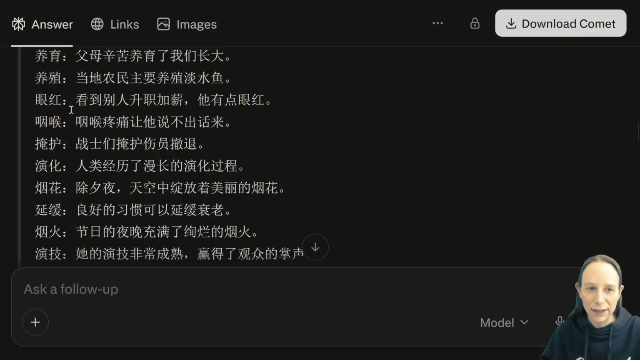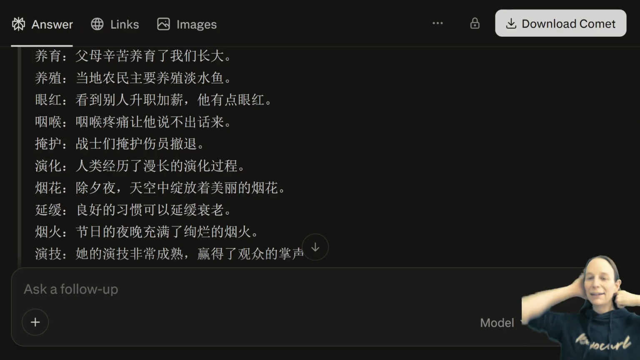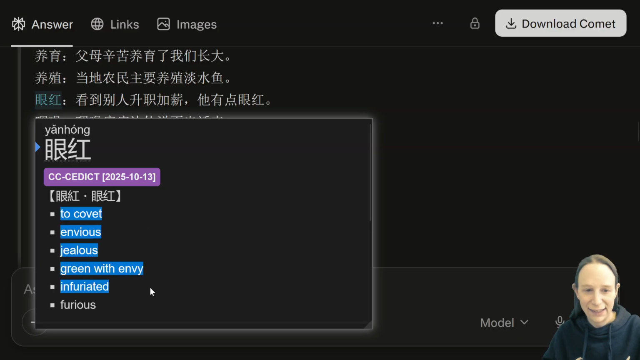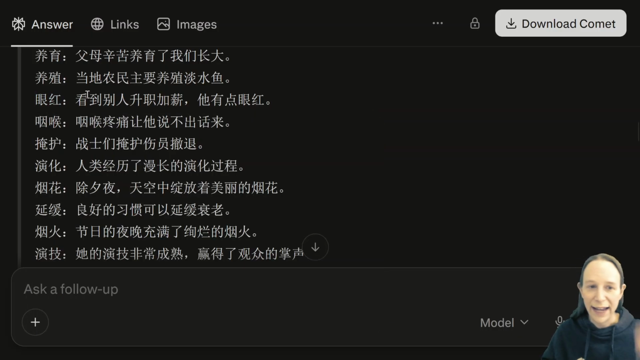Okay, 眼红, literally eye red. Eyes red. Yeah, so this is used figuratively to mean you're like furious or angry or jealous. Something in that ballpark. Jealous. Or all of those. Okay. 看到别人升职加薪, promoted and got a raise, 他有点眼红. Little bit envious.